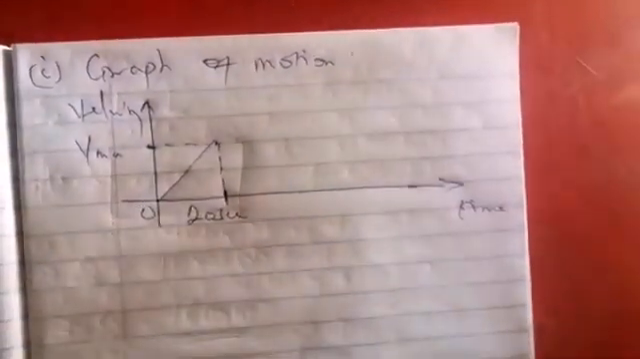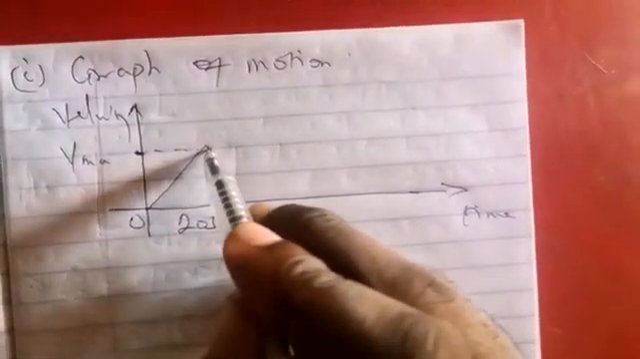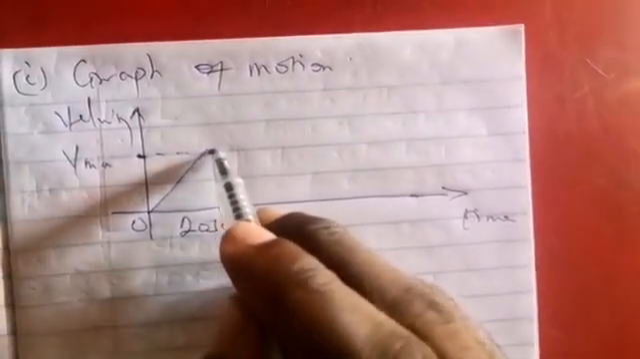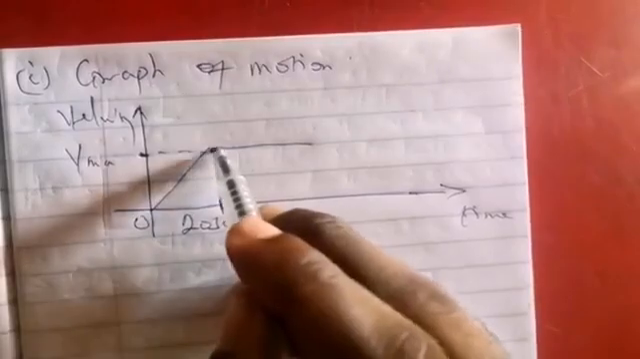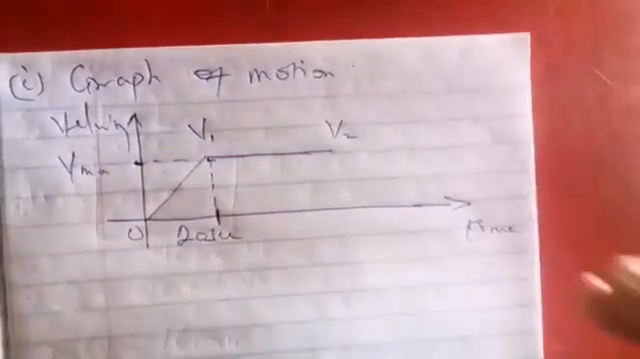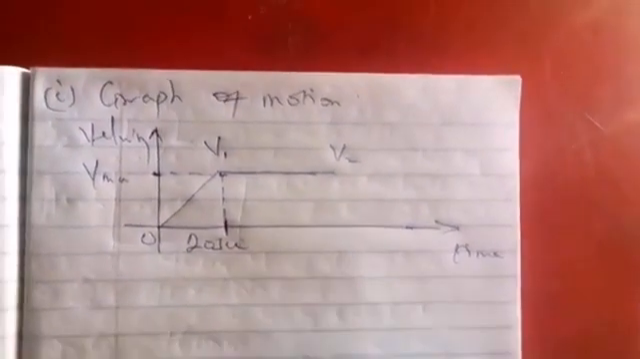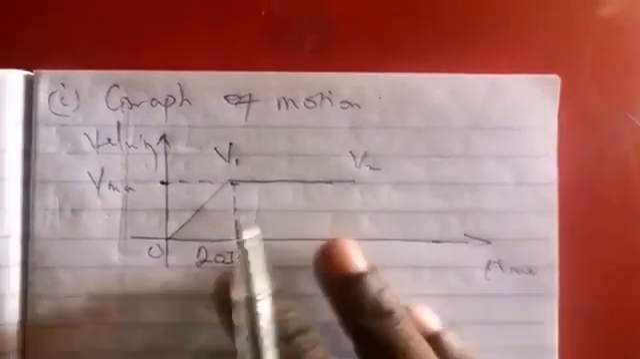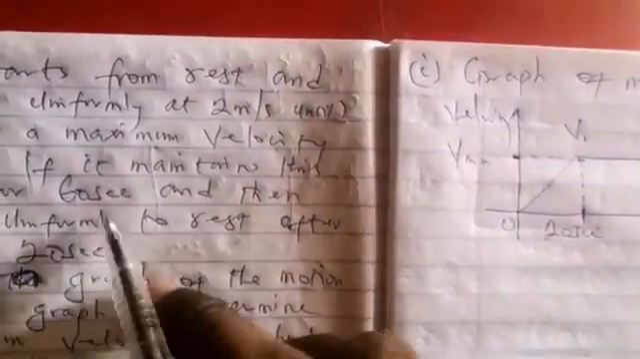Now it maintains the speed. Remember, it says uniform motion, and uniform motion simply means that the speed at the beginning is the same as the speed at the end. So it maintains the speed for the next 60 seconds. Meaning that if this v max is v1, it was maintained till v2 for the next 60 seconds, as the question says.